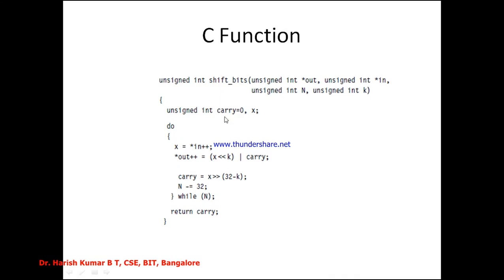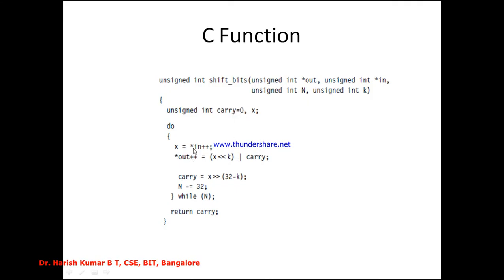Inside this function we assume carry is initialized to 0, and x is the variable taken. Now x is equal to *in++. I'm just copying the memory word pointed to by in to the variable x, and then post-incrementing in. After copying the first memory word to the variable x, in is incremented and is now pointing to the second memory word. Next, I take x, because I have to shift this upward in the memory, left shifting it by k and adding it with the initial carry.